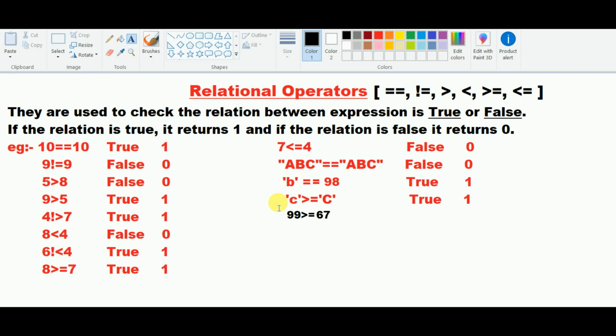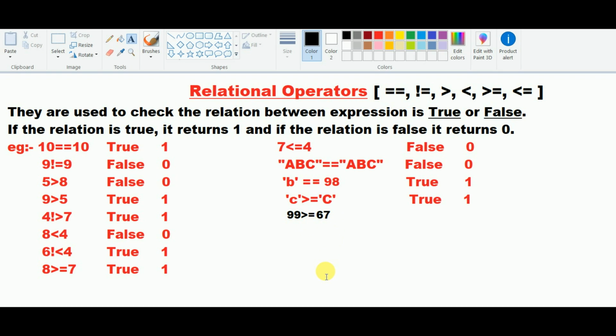Here, in single quotation, small c is greater than or equal to, in single quotation, capital C. The expression is true. Why? Because the ASCII value of small c is 99 and the ASCII value of capital C is 67. So 99 is greater than or equal to 67.